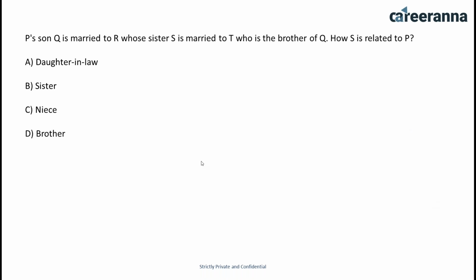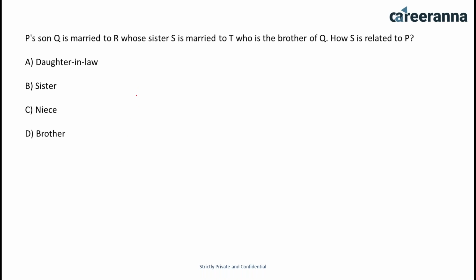Okay, so let's discuss this question. Now, the question is saying: P's son is Q. Q is married to R, whose sister S is married to T, who is the brother of Q. How is S related to P? So in this question, all the relations are directly set up.